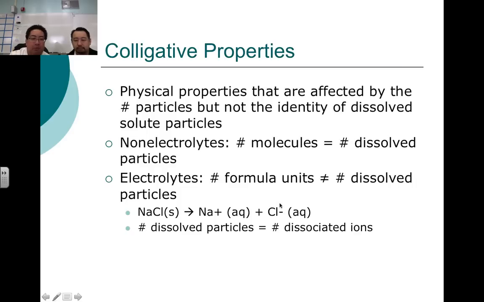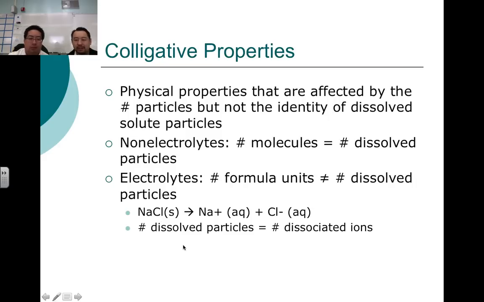If you remember back in section 1, we talked about the difference between non-electrolytes, or molecular compounds, versus ionic ones, which are electrolytes. With respect to non-electrolytes, the number of molecules is basically equal to the number of dissolved particles. But because electrolytes, which are almost always ionic compounds, dissociate, the number of dissolved particles will not be equal to the number of formula units. For instance, as a solid dissolves, you get 2 particles per formula unit.